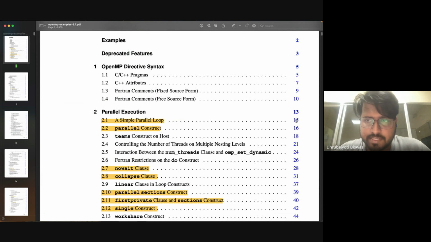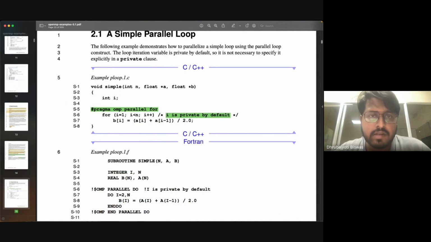So first, let's go to this example. This is just a simple parallel loop, what I had shown there. They have defined a function simple, taking n and two arrays, passed as pointers. They are running a for loop for i equals 1 to n, and every element b[i] is being updated with a[i] plus a[i-1]. So they are taking two adjacent elements, adding them and dividing by 2.